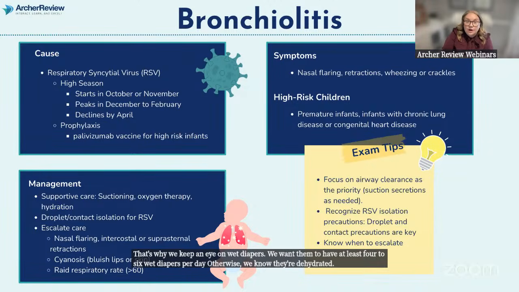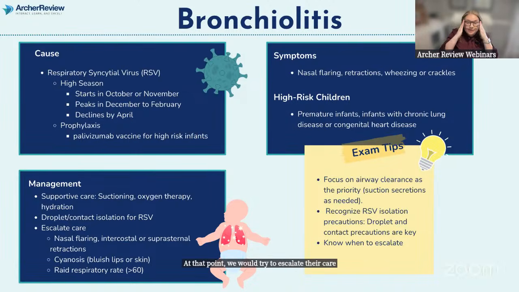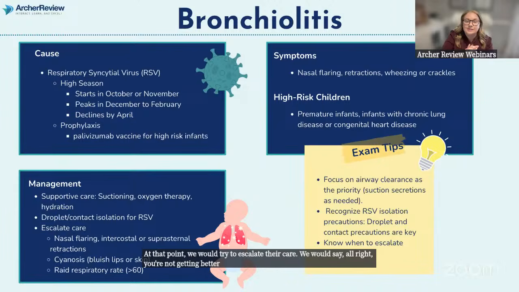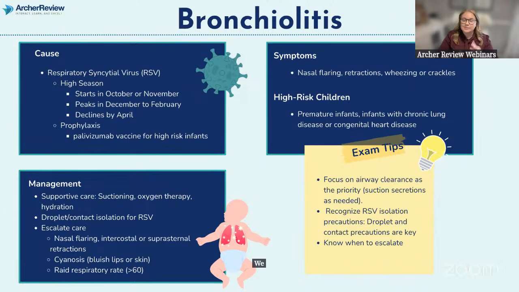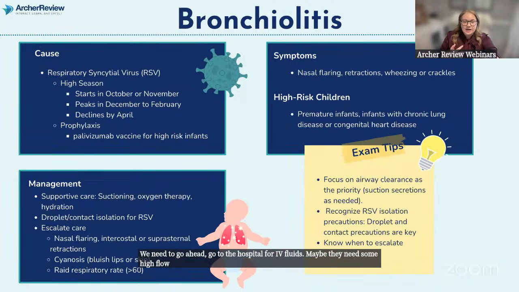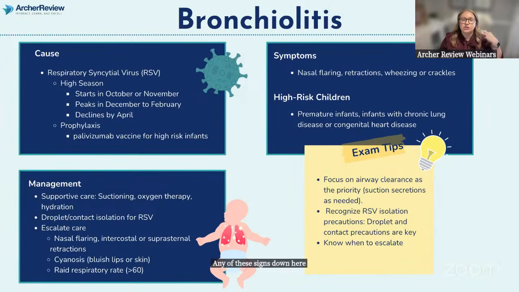At that point, we would try to escalate their care. We would say, all right, you're not getting better. Our supportive care is not working. We need to go to the hospital for IV fluids. Maybe they need some high flow nasal cannula. Any of these signs down here of respiratory distress, turning blue, excessive tachypnea, are signs they're getting worse and they need more care. In the hospital, preventing that spread means droplet and contact isolation. So that means gown, mask, gloves. We're going to sanitize when we're going in and out, all that good stuff.